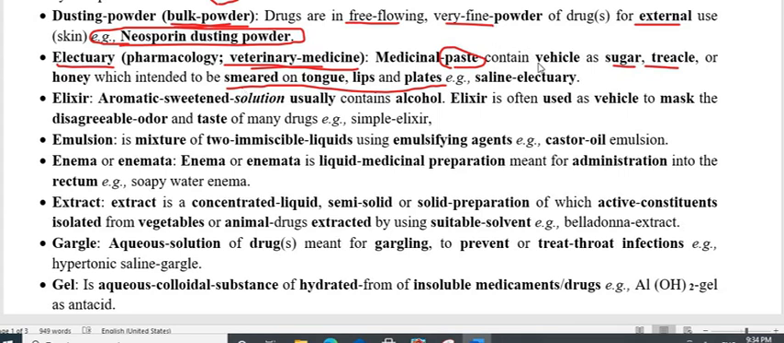Because of the vehicle, the animal is not going to throw it out of the mouth. So that is why a vehicle like sugar, treacle, or honey has to be used, to make it easily administrable. So this is about the electuary.